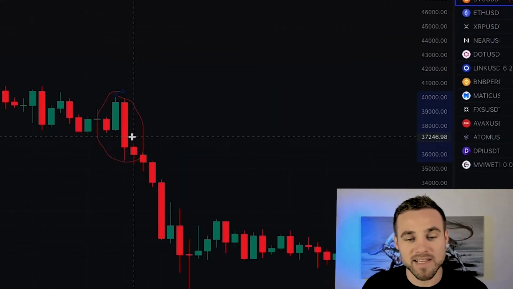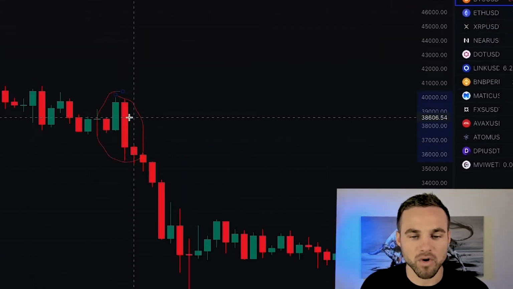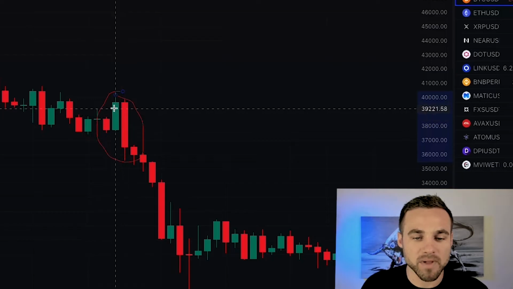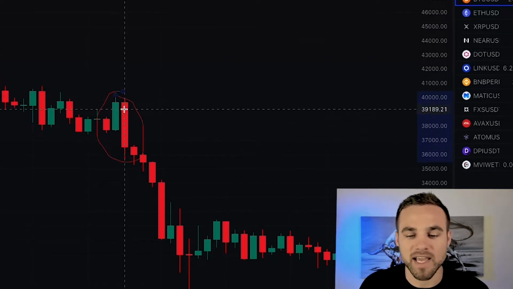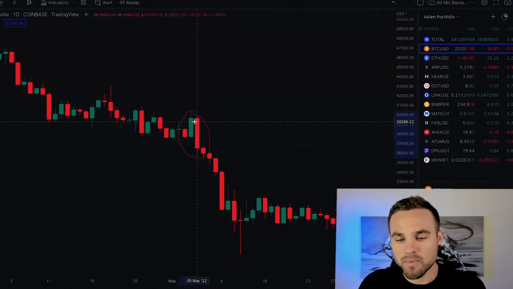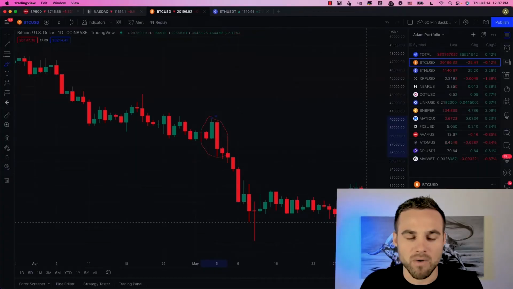And here we can see the example of a bearish engulfing candle right here, which completely engulfs the body of this green candle here. And as you can see, price continues to move downward. Now, obviously this doesn't happen 100% of the time, but it does have some sort of an edge.